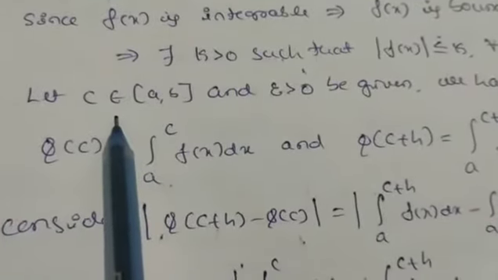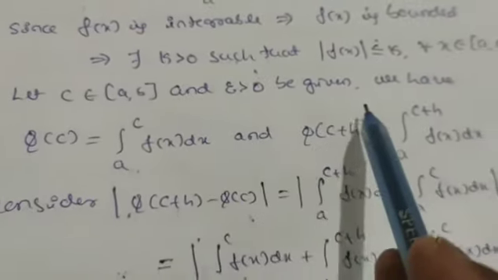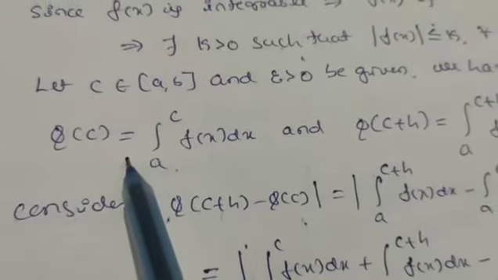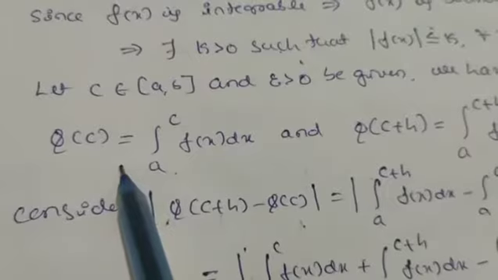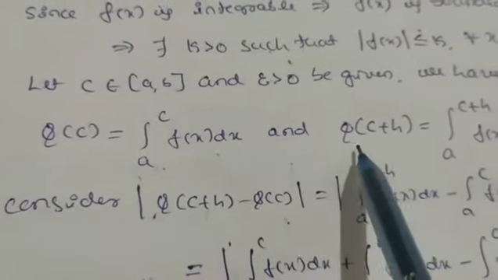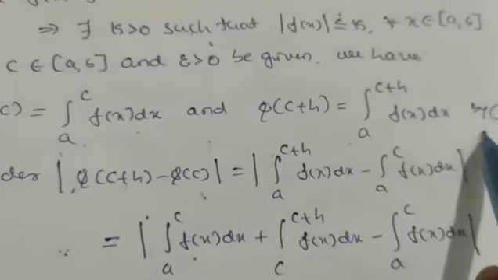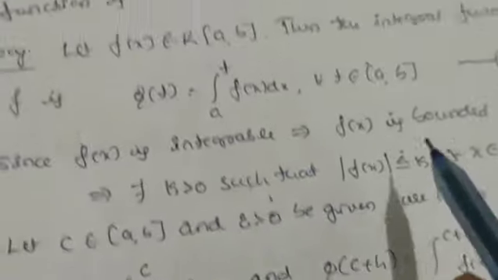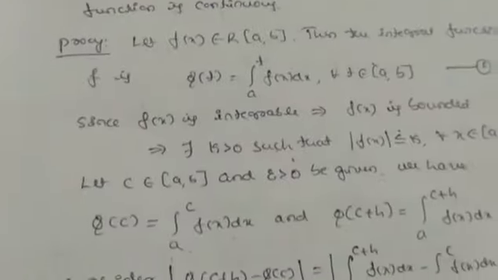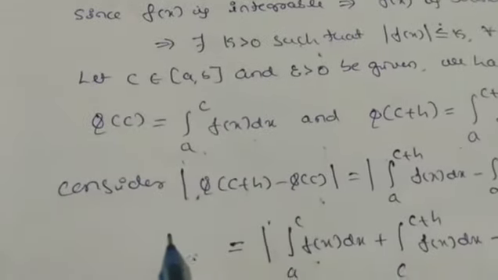Let c belong to [a, b] and let epsilon greater than 0 be given. Then phi of c is the integral from a to c of f of x dx, and phi of c plus h is the integral from a to c plus h of f of x dx. This is by equation number 1.